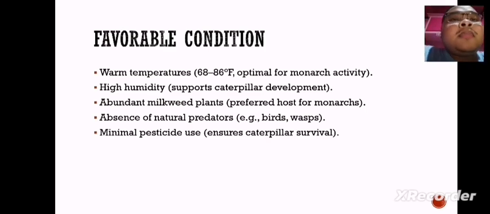High humidity supports caterpillar development. So pag mataas ang humidity natin, dyan din nangyayari yung pagde-develop ng caterpillar na ito. Abundant milkweed plants, so preferred host nila ang mga milkweed. Ito mga monarch butterfly na ito. Absence of natural predators such as birds and wasps. So, also, minimal pesticide use. So, pag hindi tayo masyadong gumamit ng mga pesticide, mas dadami ang damage, no? So, mas dadami sila ang mga caterpillar na ito na magde-destroy doon sa mga milkweed na plants.